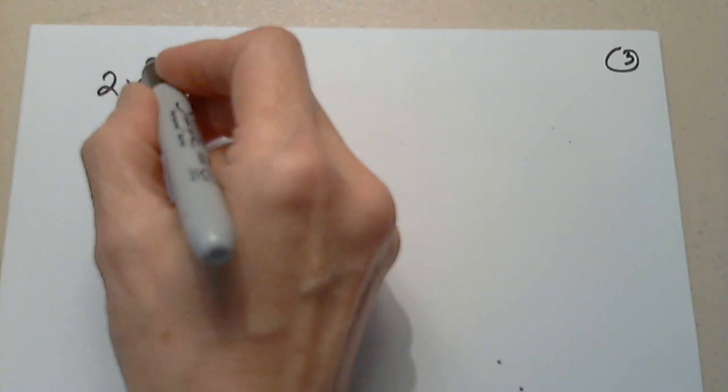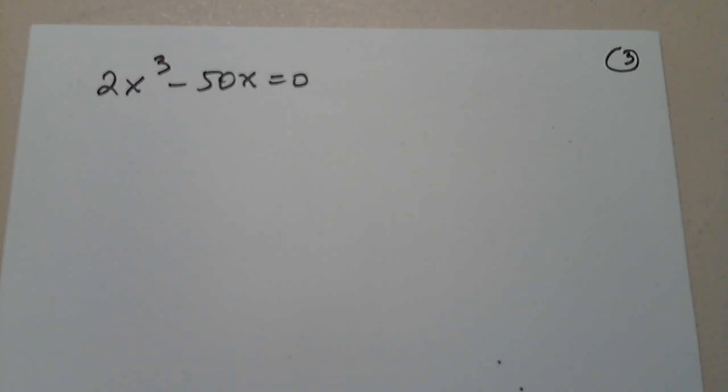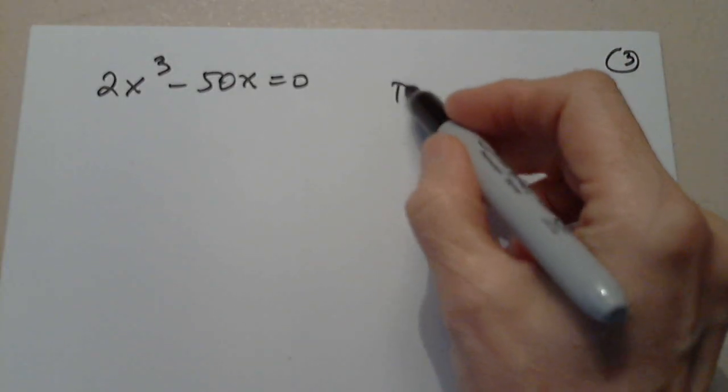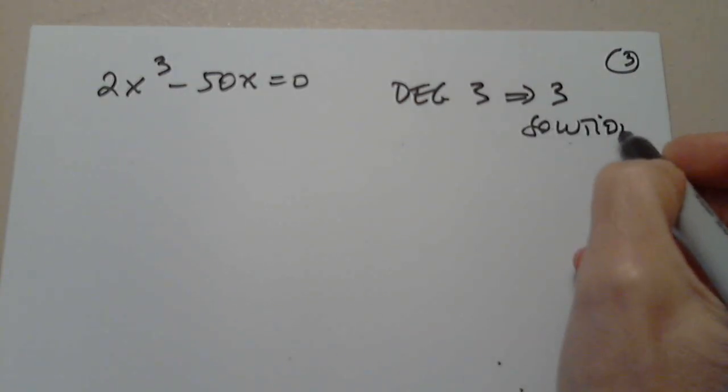So here's the next one. 2x cubed minus 50x equals 0. Now I'm going to ask from the beginning, what is the degree of this polynomial? 3. How many solutions? 3. Good.